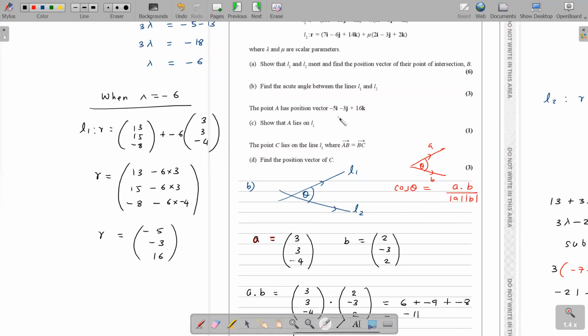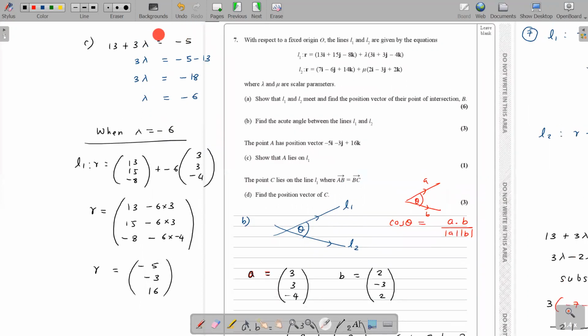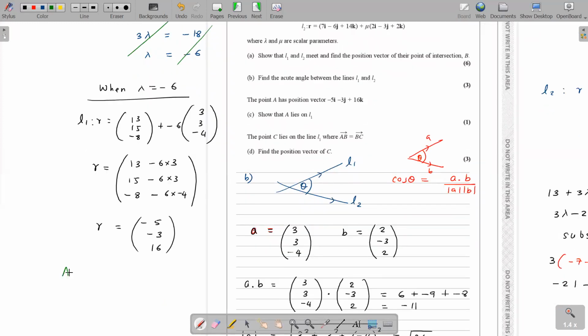You can type it in the calculator. You should definitely get this because it's just 1 mark. You don't need to waste a whole lot of time. All you have to do is mentally get this lambda value from your head, and you don't even need to show this step. You could just say lambda equals minus 6, get the answer, and that's it. Therefore, A lies on L1. Okay, so this is all you need to do.